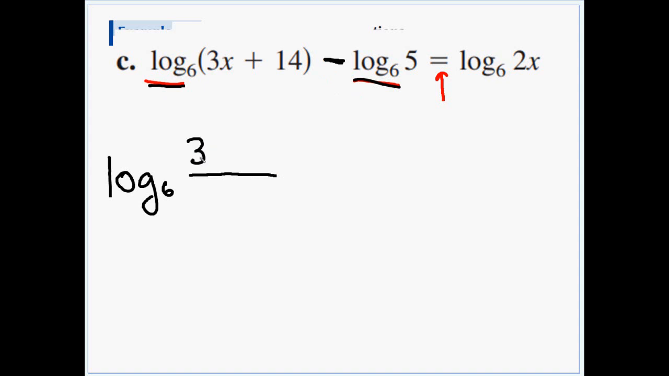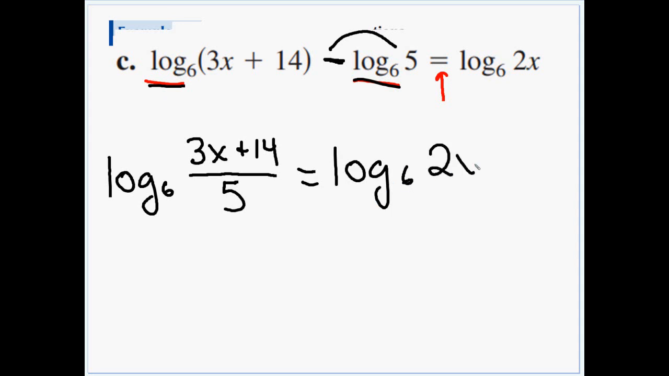Numerator was what was first, the 3x plus 14. The denominator comes after the minus, so that'll just be a 5. And that's equal to log base 6 of 2x. So we've got a log base 6 of this is equal to a log base 6 of that. We can just set them equal. 3x plus 14 over 5 is equal to 2x.